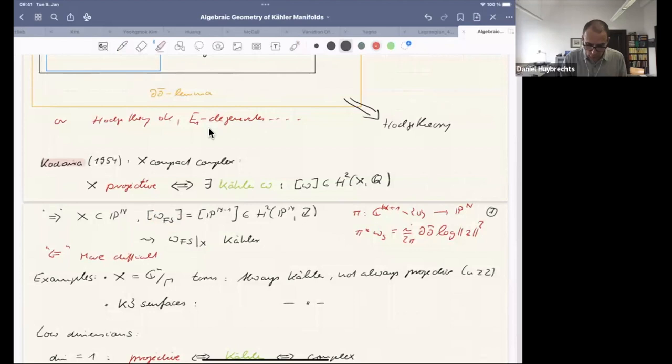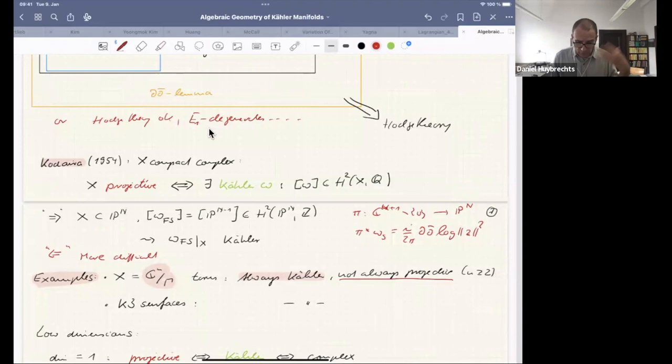Okay, let's look at our two examples. Complex tori. So I described for you complex tori just as a quotient of vector space by lattice, and it turns out it's always Kähler, but not always projective. So that's important, it's not always projective. Okay, at least once the dimension is at least two. So in fact, most of these complex tori are not projective.